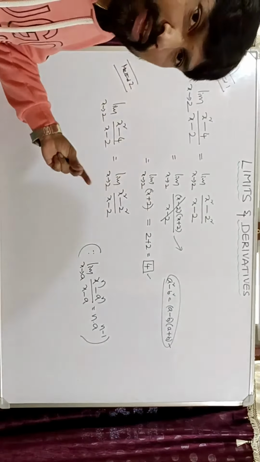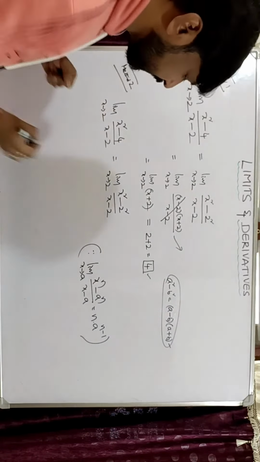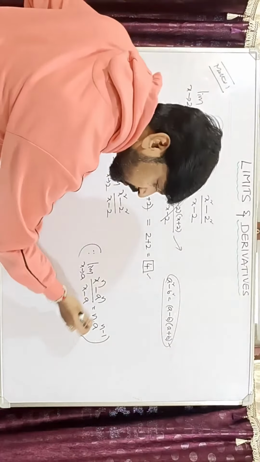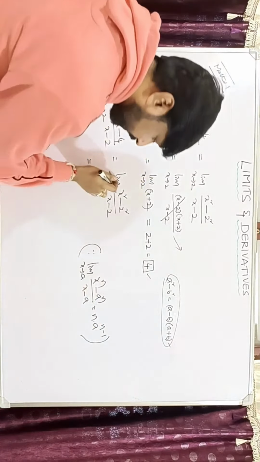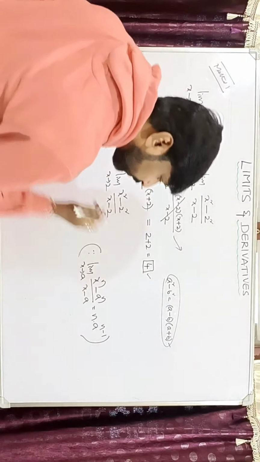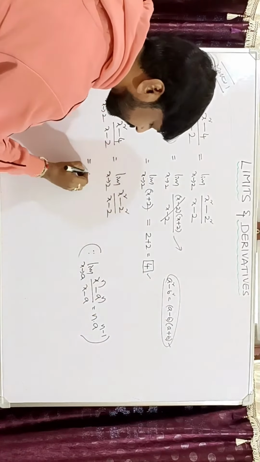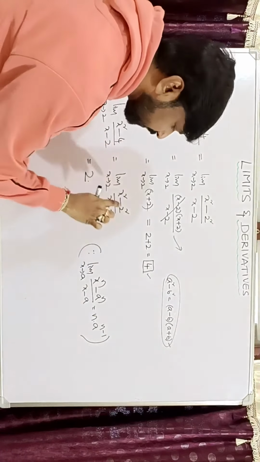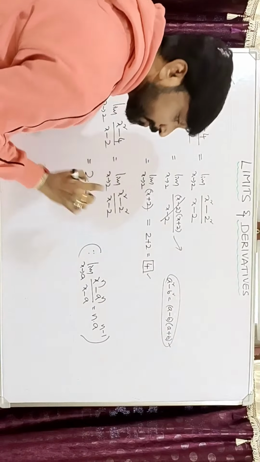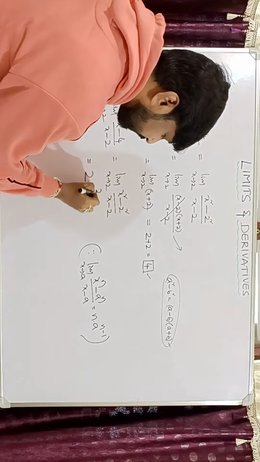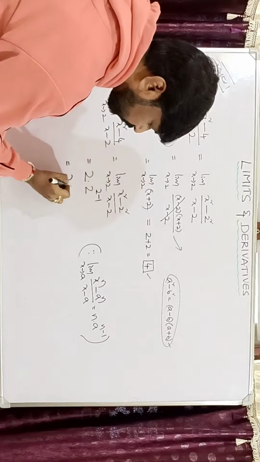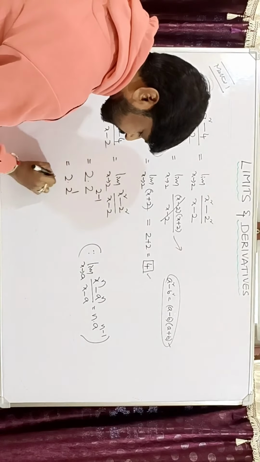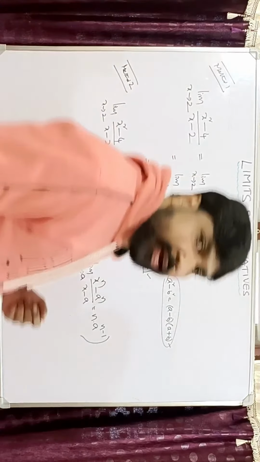Whenever it is in this format, you can write this equals, according to the formula, the limit will not continue, so don't write the limit here. You just write n into a power n minus 1. What is the value of n? 2. What is the value of a? 2. So 2 into 2 power 2 minus 1, which is 2 into 2 to the power of 1, and you get the answer 4.